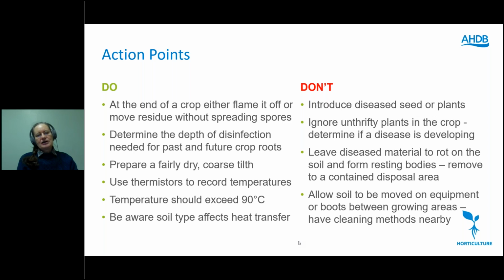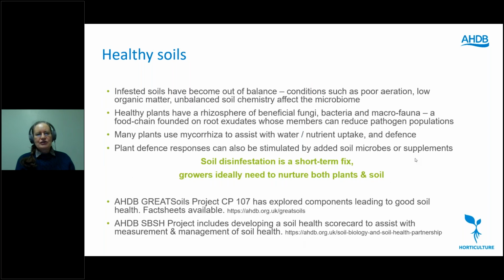So finally, my final slide is really about thinking about healthy soils. One of the reasons that you've got infested soils in the first place is that they've become out of balance. There could be conditions such as poor aeration, low organic matter or unbalanced soil chemistry, and that's affected the resistance of the plant to the disease and affected the microbiome.